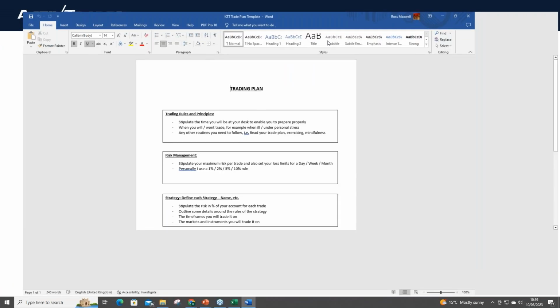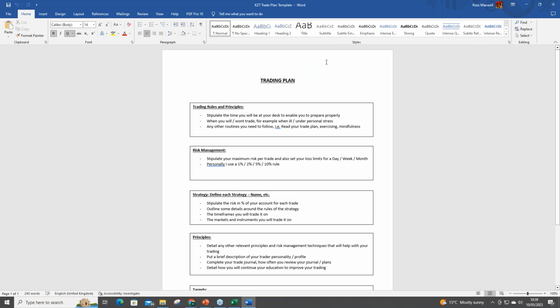So this is a template I've got for your trading plans. You should start out with your trading rules and principles. It should stipulate the time that you're going to be at your desk to enable you to prepare properly to trade the financial markets. It should determine when you will and won't trade. So it should, for example, say, like, if you're unwell, you wouldn't go to work. You're not going to be mentally or cognitively focused enough to work. So why would you think you are prepared to actually go into the financial markets and trade? If you're not in the right mental or physical state, you shouldn't be trading.